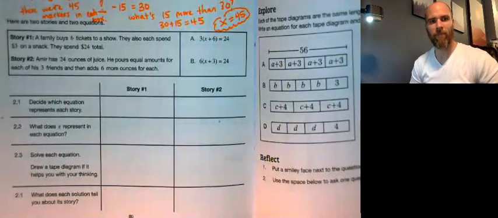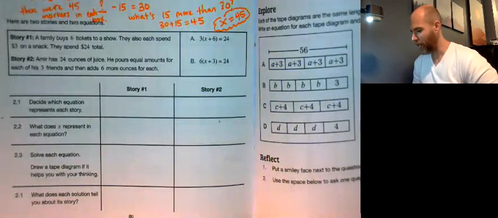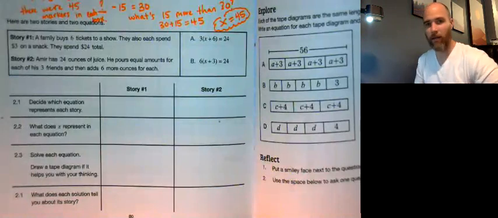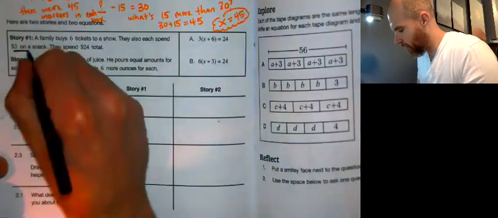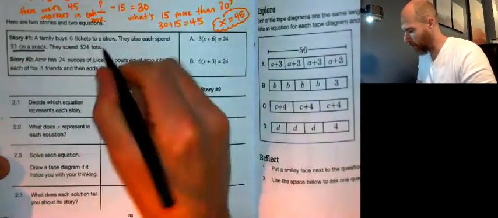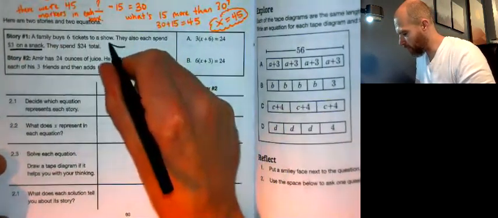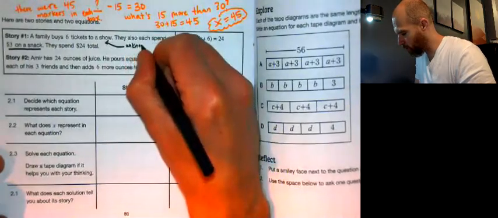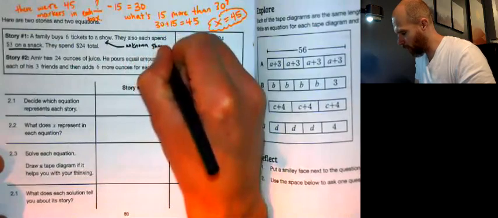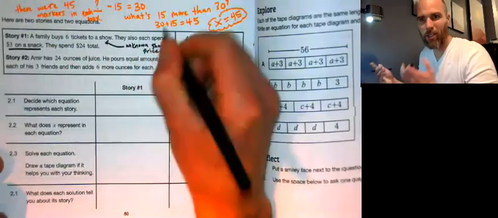Story 1 says, a family buys 6 tickets to a show. They also spend $3 on a snack, a singular snack. It doesn't say $3 for a snack for each person. So I'm keeping track of that, right? $3 on a singular snack. And I'm also noticing that it says 6 tickets to a show with unknown show price, right? They didn't say how much the show costs.